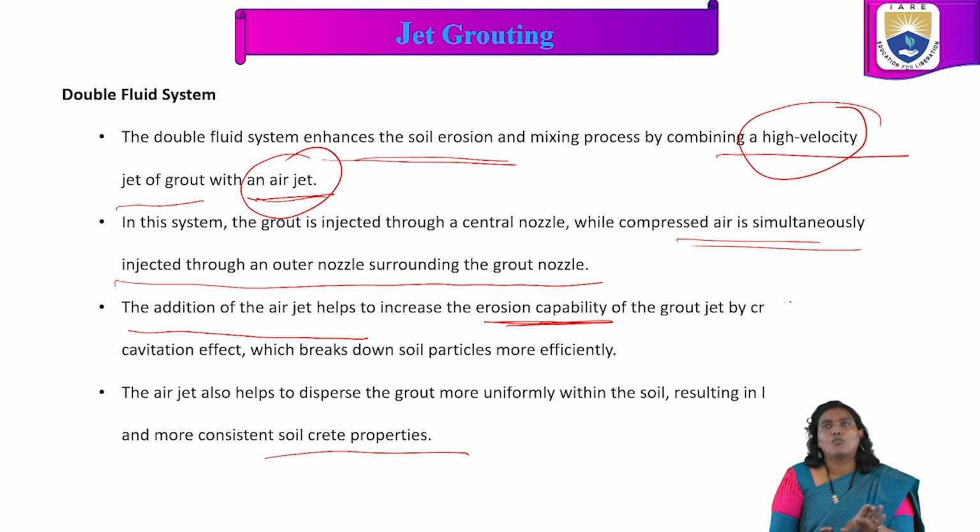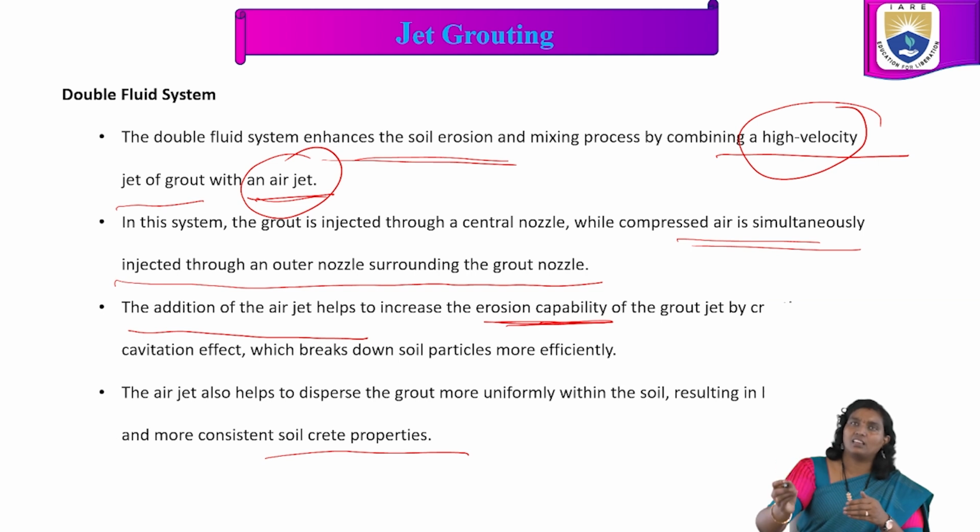This is the overall scenario of the double fluid system. It enhances the soil erosion by combining the high velocity grout with the air jet for additional erosion, creating a cavitation effect. And finally, it disperses the grout more uniformly within the soil, resulting in better mixing and consistent properties.